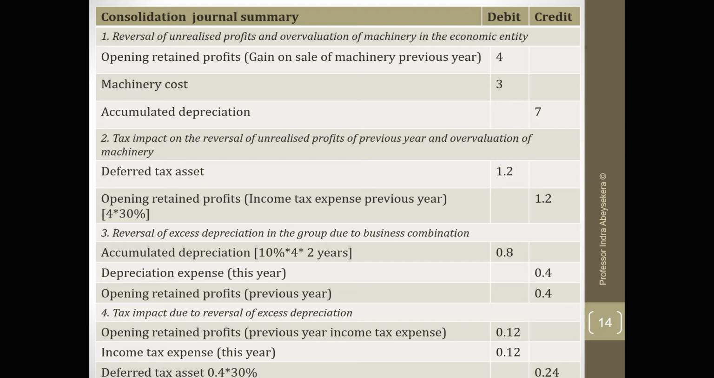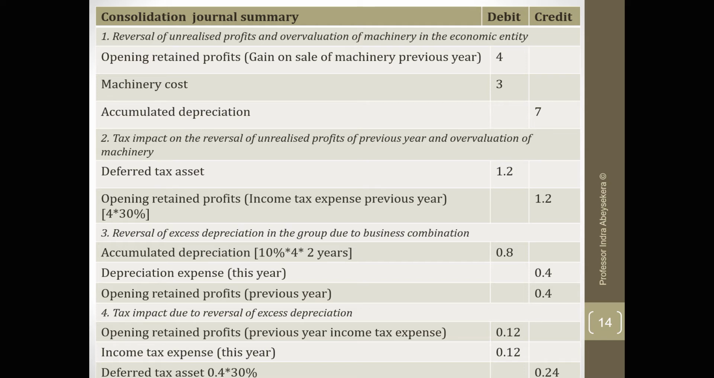For the previous year, because the transaction took place at the beginning of the previous year, credit opening retained profits for the depreciation expense relating to the previous year 0.4 credit, and we debit accumulated depreciation together 0.8.